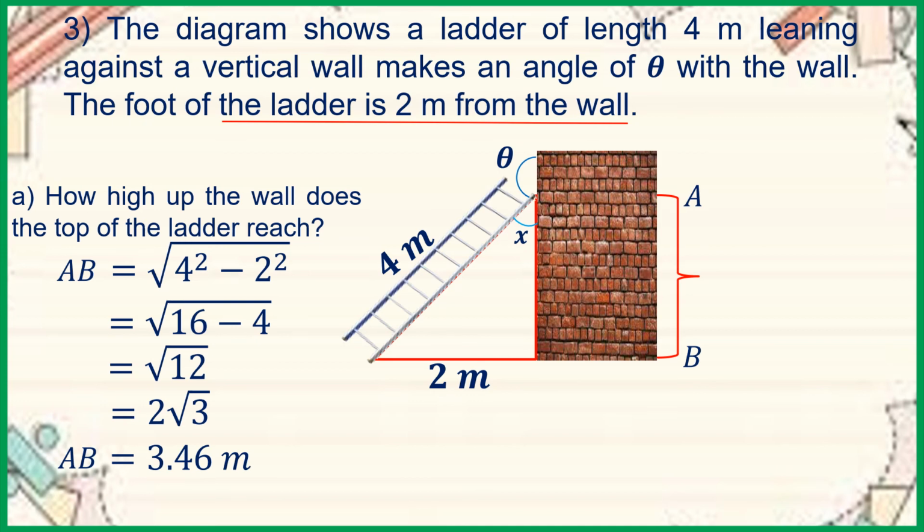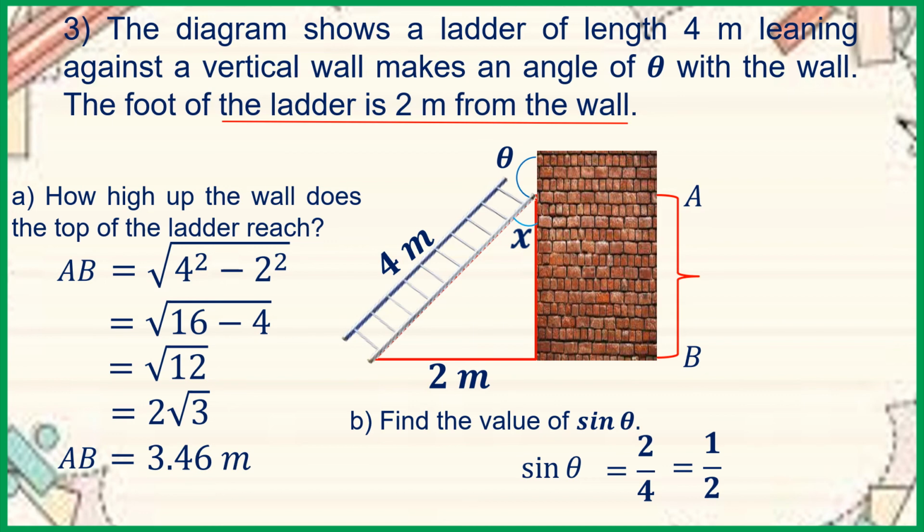Now let us answer the question, find the value of sine theta. To get the value of sine theta, we will be basing from angle x. So what is sine theta? Correct. Sine theta is equal to 2 over 4, which is equal to 1/2. That is example number 3.